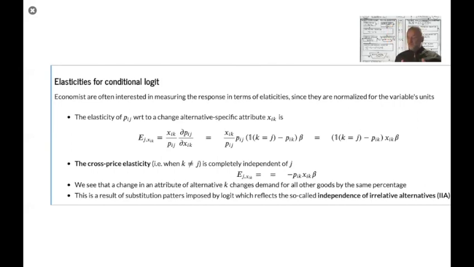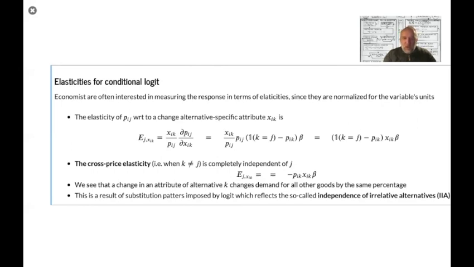This is an implication of the functional form. This result comes from logit, because it is what you get when you differentiate the logit formula and multiply by x divided by the probability, in the logit model with linear utility. So we see that a change in an attribute of alternative k changes the demand for all other goods by the same percentage. There's no j on the right hand side. Remember, we're looking at the elasticity for the probability of alternative j, yet it has the same effect and does not depend on j at all.